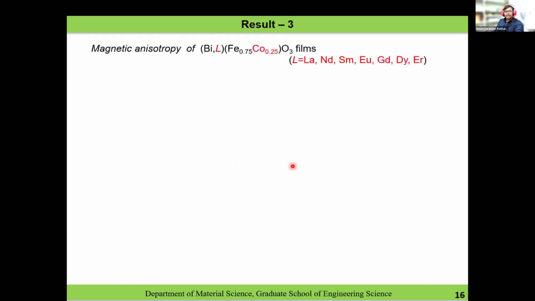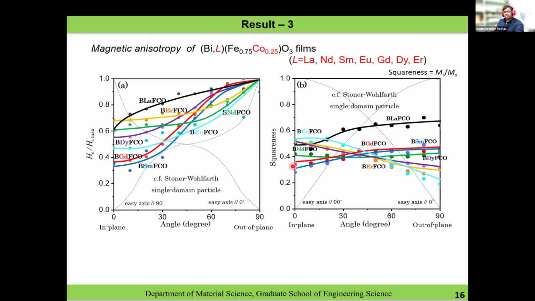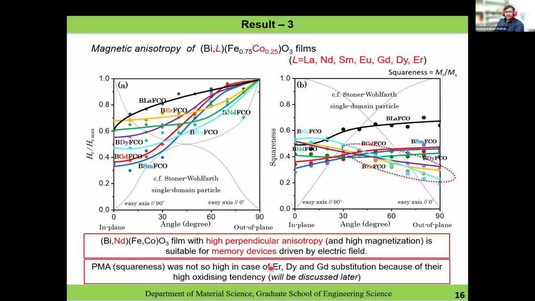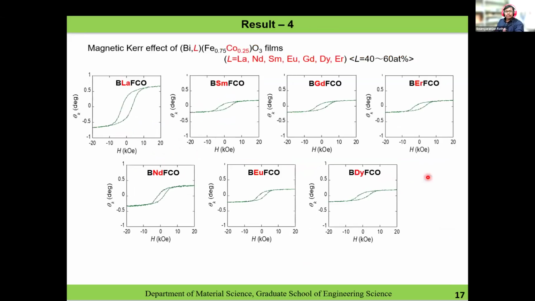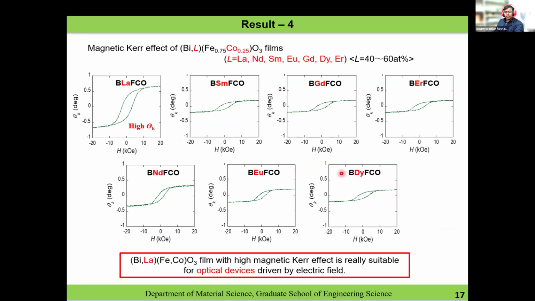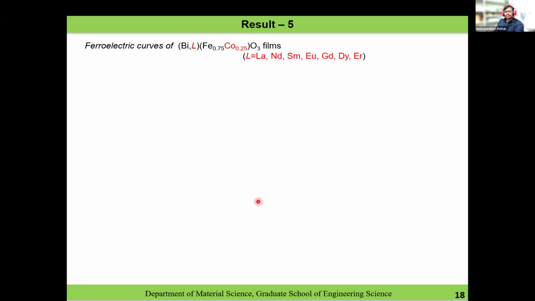Then we studied the magnetic property, or perpendicular magnetic anisotropy. You can see here we have used the Stoner-Wohlfarth single domain particle model. By increasing the angle difference, there is an increase in the coercivity and squareness as well. But in the case of, again, erbium, dysprosium, gadolinium, there is a downward trend. Like I showed in the XRD, it has a problem, and in the perpendicular anisotropy also, it has a problem. Second, we studied the optical device using the MOKE measurement system, and we found that by substituting lanthanum, we can get the highest Kerr angle.